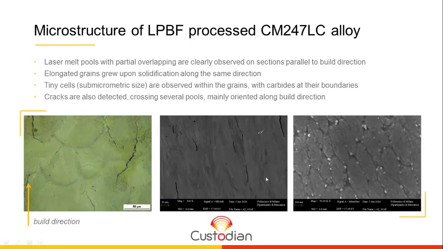And if you increase the magnification even more, the scale bar here is 300 nanometers. If we go to very high magnification, then we can distinguish inside the single grains some small, micrometric cells that are decorated with carbides.